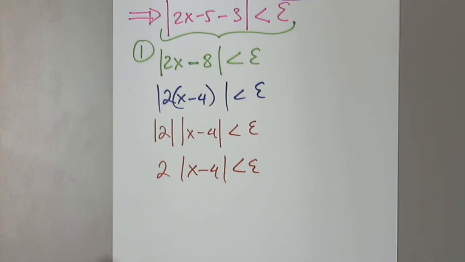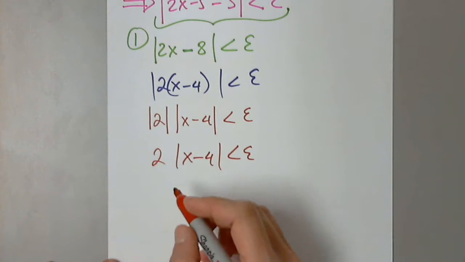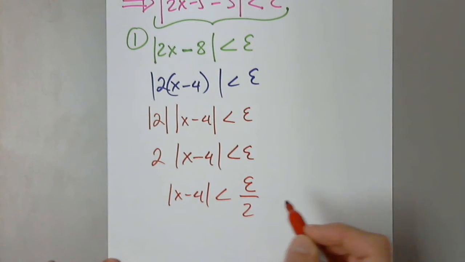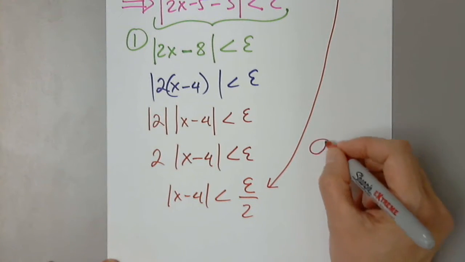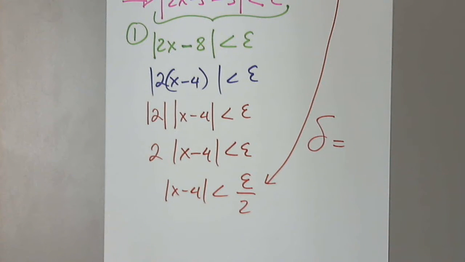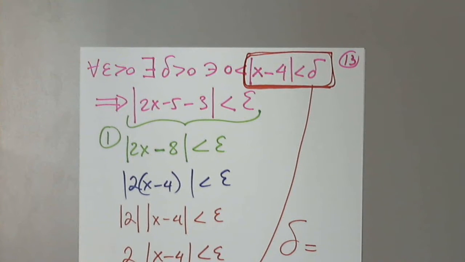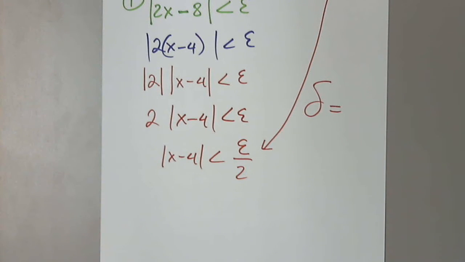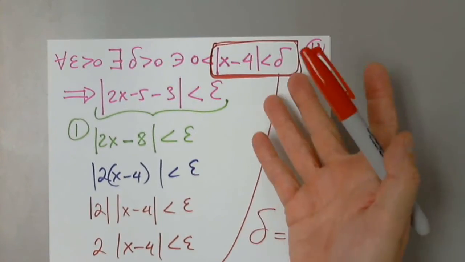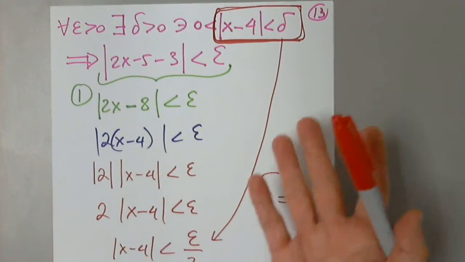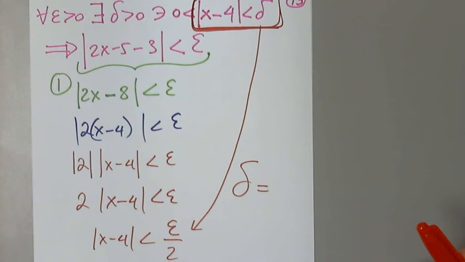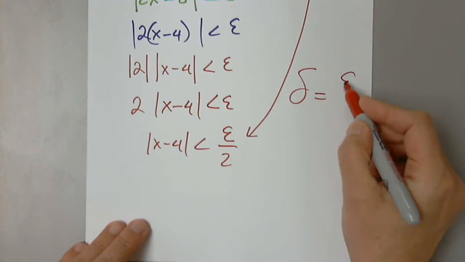So what do you think I'm going to do to both sides? Divide by 2, very good. Please compare these two and eventually give us delta. And that's all we needed to do. How much is delta? I mean, we know how to compare these two, right? So how much is delta? Indeed, epsilon over 2, of course.